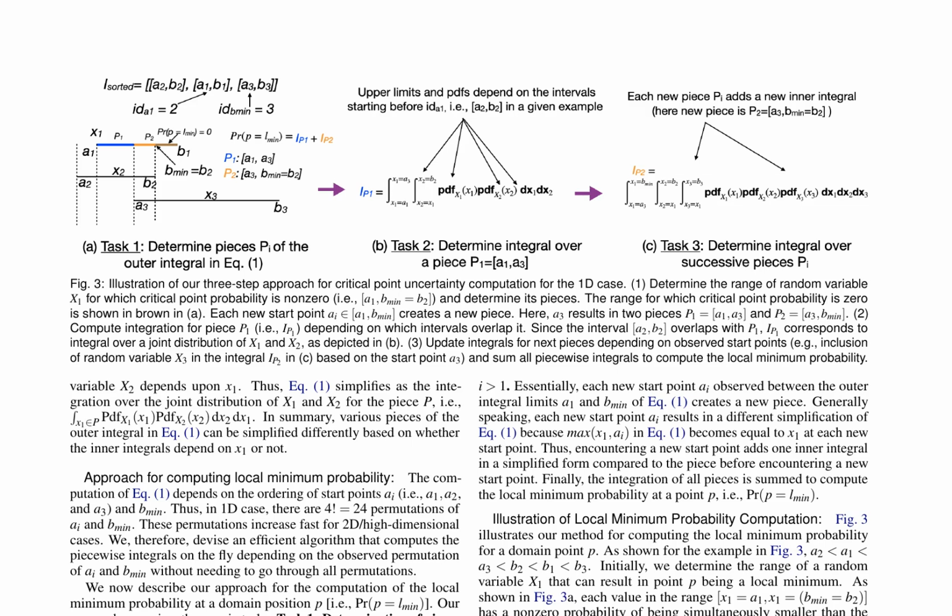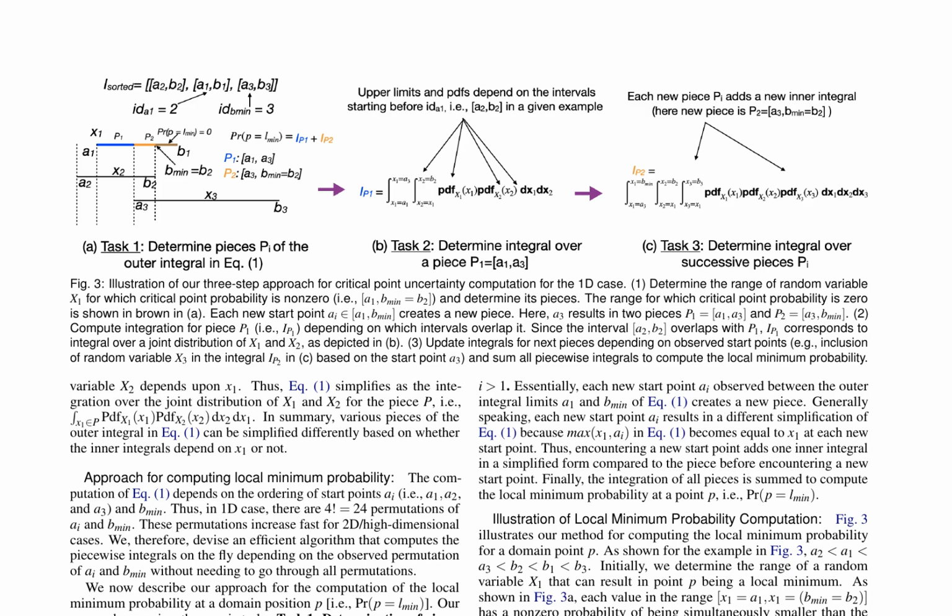The method is then generalized to the 2D case, where the probability of a point being a local minimum is computed by integrating the joint probability distribution of the random variables at the point and its 4 neighbors. The approach comprises 3 main tasks: determining the pieces of the outer integral range, computing the integration for each piece, and summing the integrals to compute the local minimum probability.